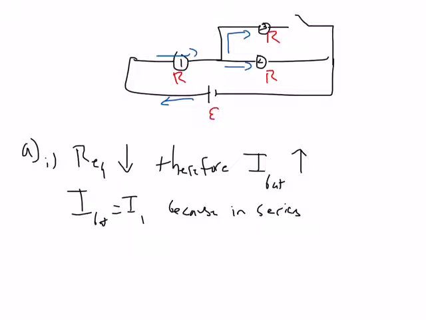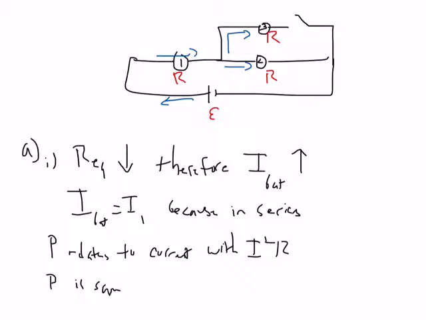And so the final statement is that power relates to current with I squared R, and power is the same idea as brightness. All these statements lead us to conclude that the brightness must go up. So we would say, I disagree with the student, and outline some of this reasoning.